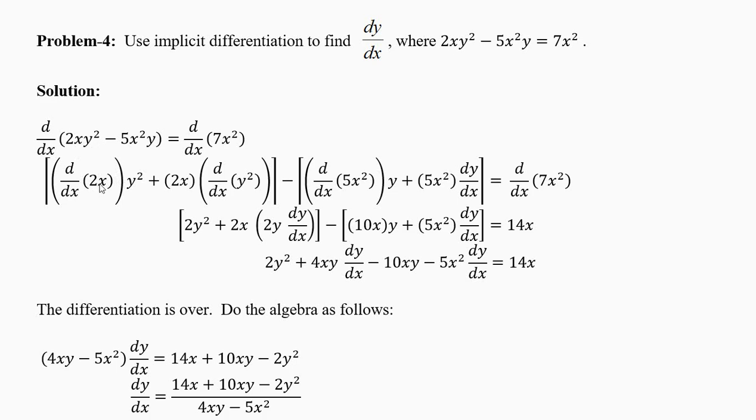Derivative of 2x is 2 and 2 into y square is 2y square. Now 2x into derivative of y square. Derivative of y square is 2y dy by dx. Please remember to write dy by dx. That's why I'm writing everything in detail. Read inside the square bracket.